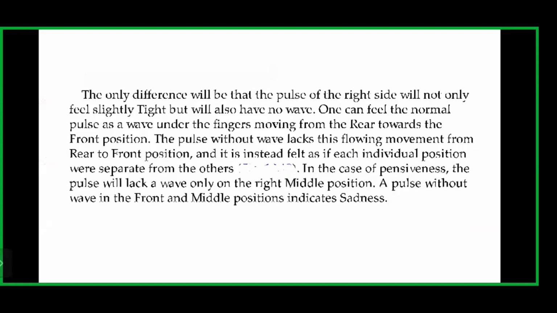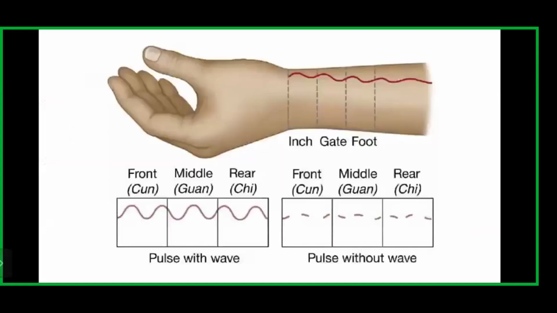A pulse without wave in the front and middle positions indicates sadness. Here we can see a picture of what we might see or feel on the pulse with a wave on the left side and without a wave on the right.